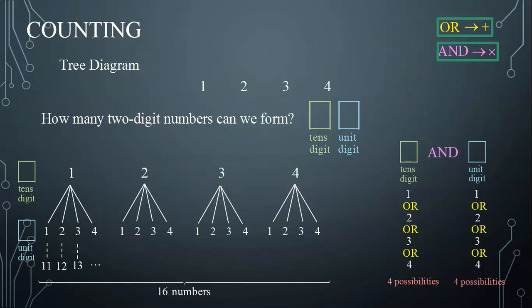But a two-digit number is formed by a tens digit and a unit digit. And as AND means multiplication, then I multiply the number of possibilities for each digit. Then 4 by 4 is 16 possibilities for the two-digit numbers that can be formed.